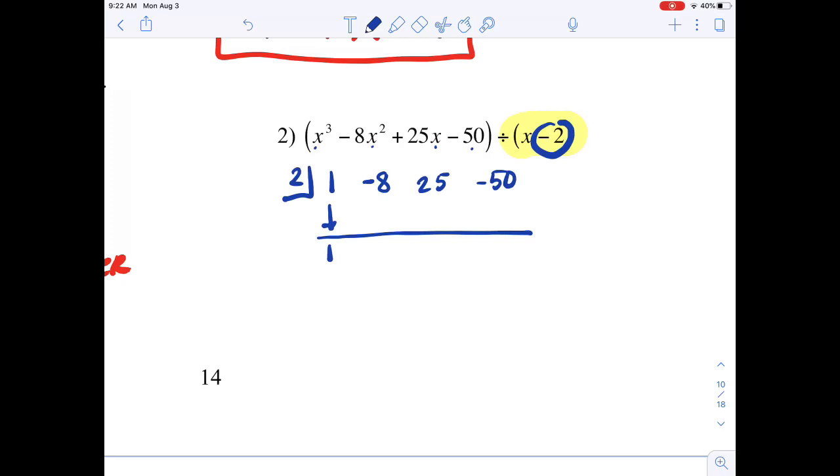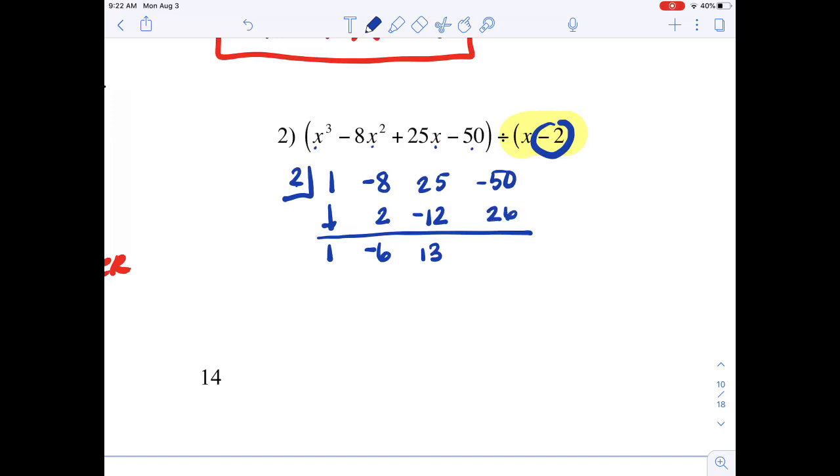So I bring down my 1. 1 times 2 is 2. Add down my column. Negative 8 plus 2 is negative 6. Negative 6 times 2 is negative 12. Put it in the next column. 25 minus 12 is 13. 13 times 2 is 26.